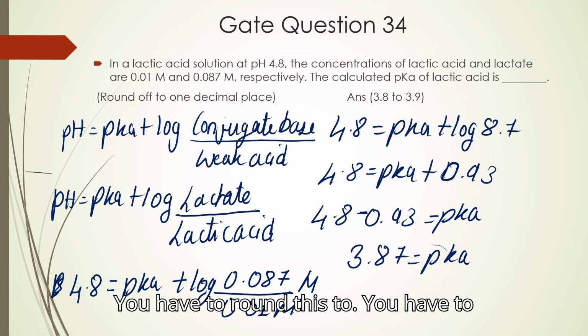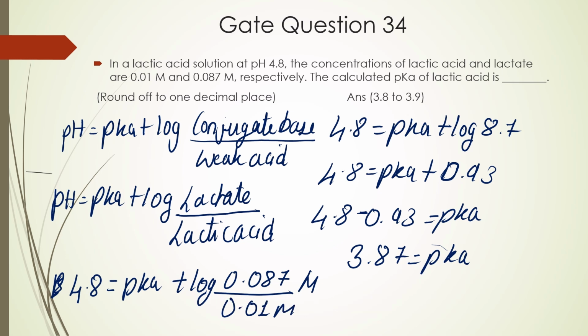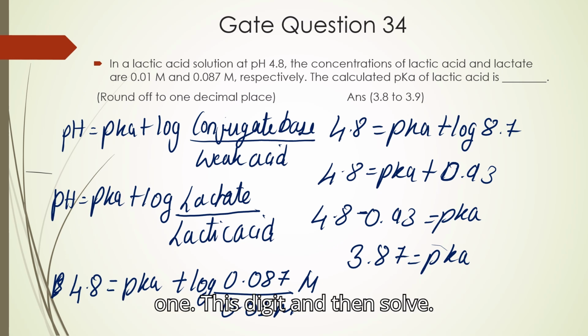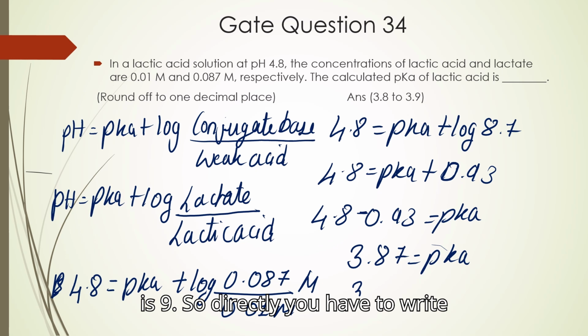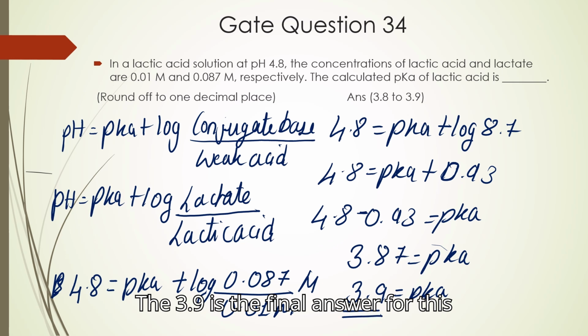You have to round off this to 1 decimal place. So always remember, for the digit after the decimal point, if it is 5 or greater, you have to add 1 to the previous digit. Now here it is 3.87, so after the decimal point the rounding digit is 7, so 8 plus 1, that is 9. So directly you have to write 3.9 is equal to pKa. The 3.9 is the final answer for this question.